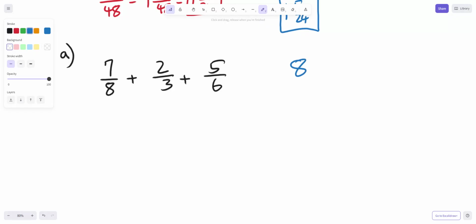Do 3 and 6 go into 8? No. What about 8 times 2, 16? Do 3 and 6 go into 16? No. 8 times 3, 24. Does 3 go into 24? Yes. Does 6 go into 24? Yes. So I know my LCM is 24.